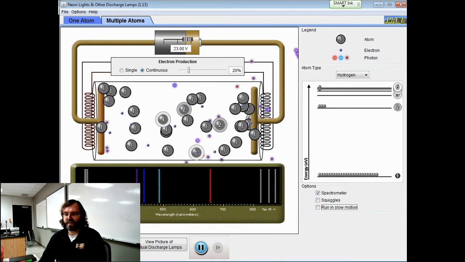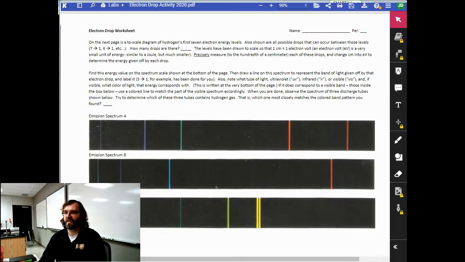Now let's talk more about how to do this electron drop activity. Here we have some directions on the first page that give you a little information that I just went over, but you'll still want to read that.